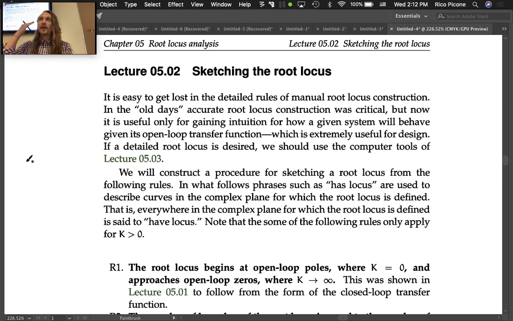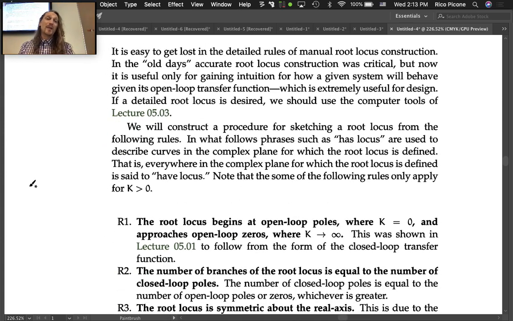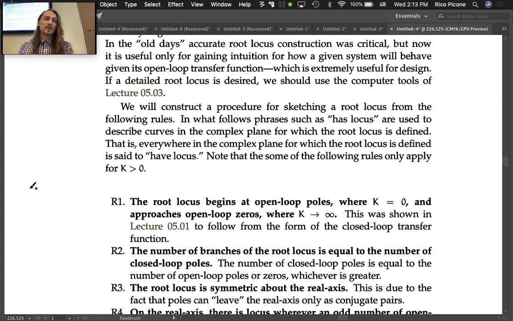But if we don't have the intuition, it'll be hard to design with it, which is our whole goal. If you're just analyzing, and somebody gives you one and says, tell me where the closed loop poles would be for a given gain, you could use MATLAB for that. But being able to sketch a root locus when you're doing a design problem is very important, even though you'll still use MATLAB as a tool.